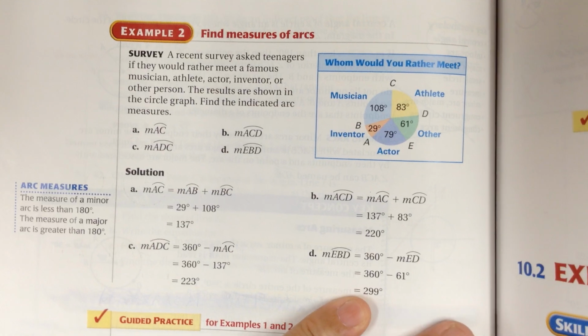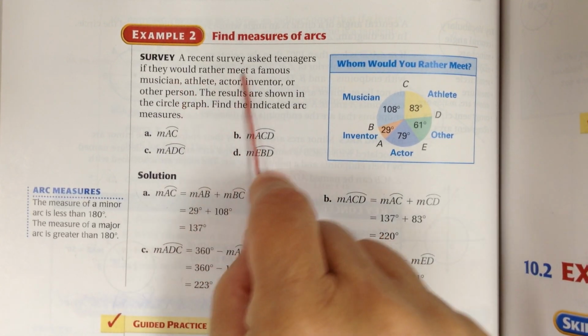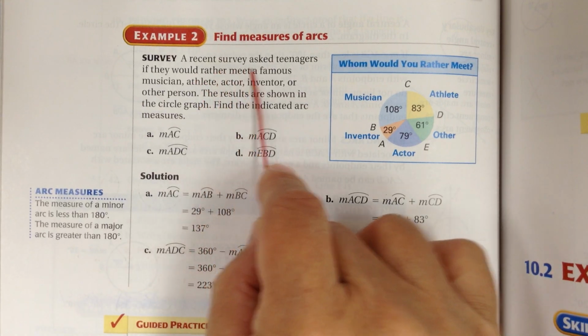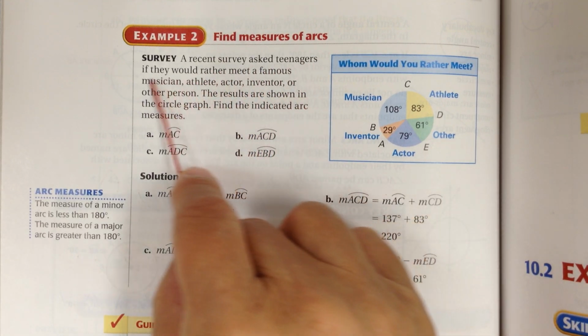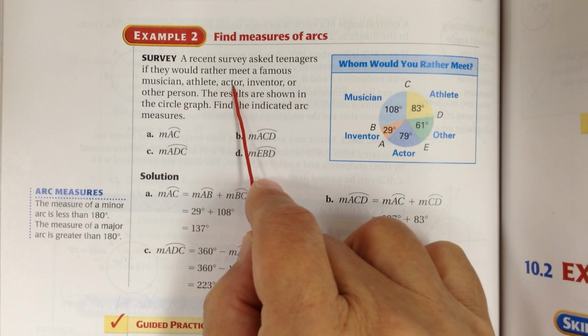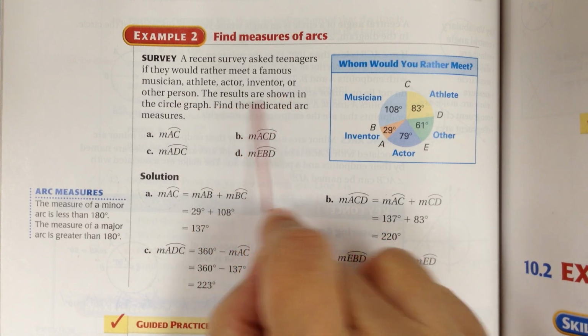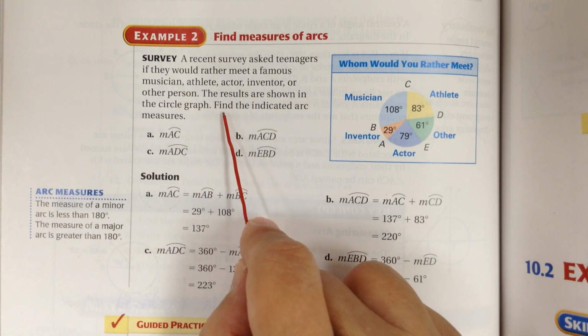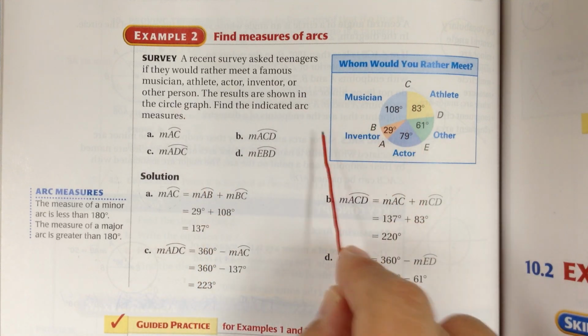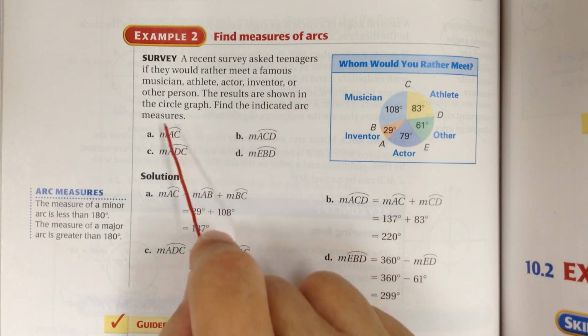Okay, now let's go to example 2. Survey. It says, a recent survey asked teenagers if they would rather meet a famous musician, athlete, actor, inventor, or other person. The results are shown in a circle graph, or another word for this is a pie graph. So circle graph or pie graph. Find the indicated arc measure.